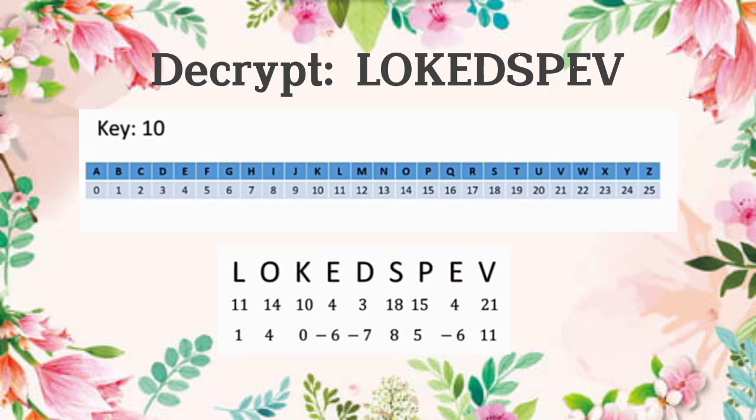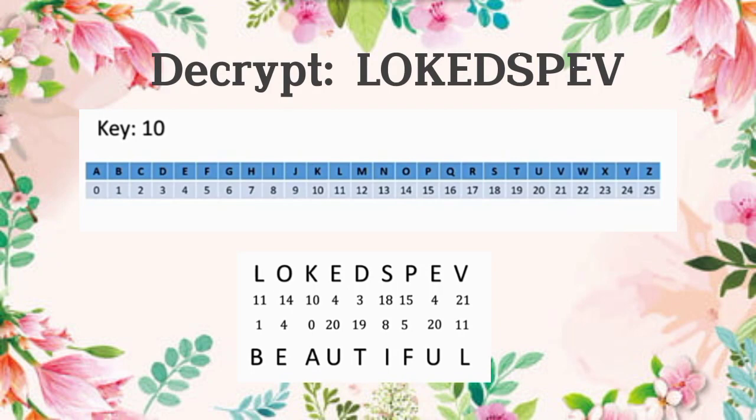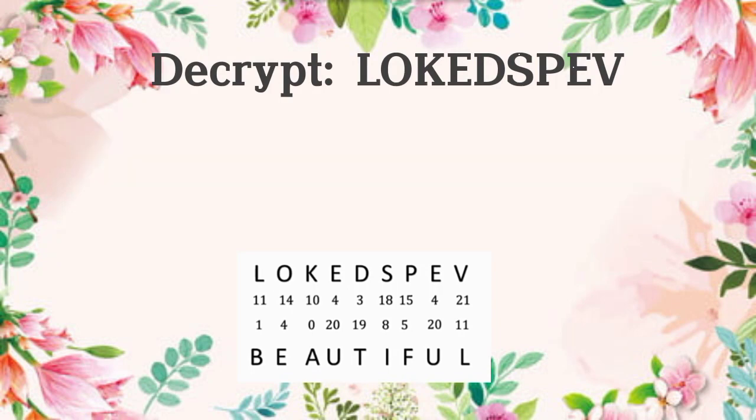Notice that we don't have letters in the negative positions. So again, we take mod 26 of these negative numbers. Negative 6 mod 26 is 20. Negative 7 mod 26 is 19. And again, negative 6 mod 26 is 20. When we take the letters in these positions, we get the word beautiful. And that's how we encrypt and decrypt using the Caesar Cipher method.